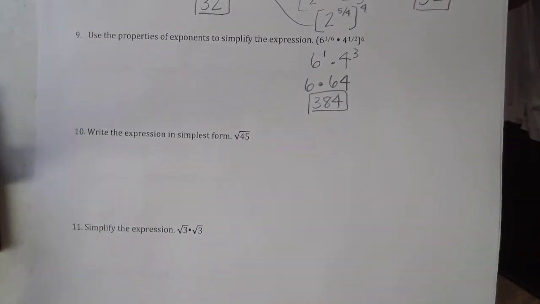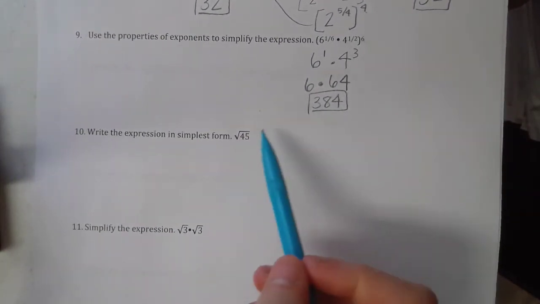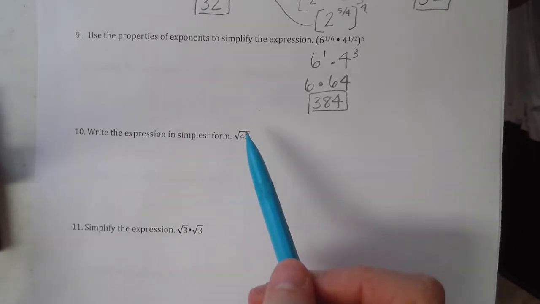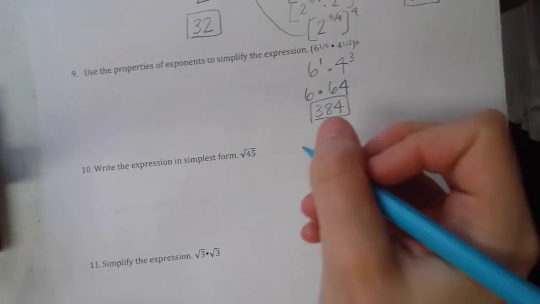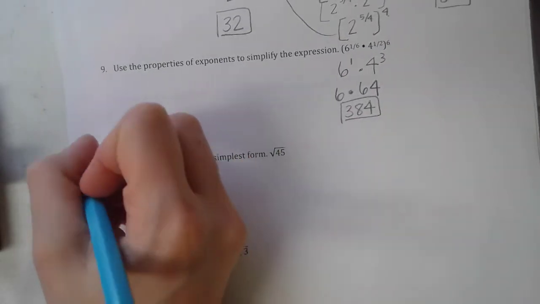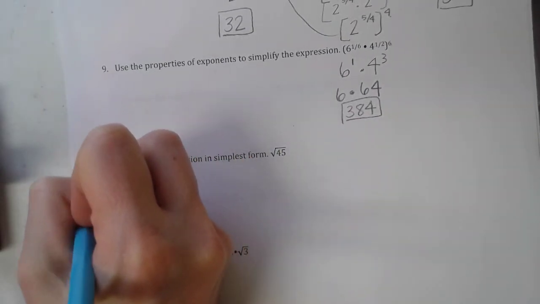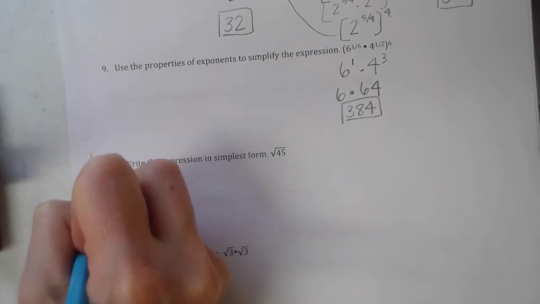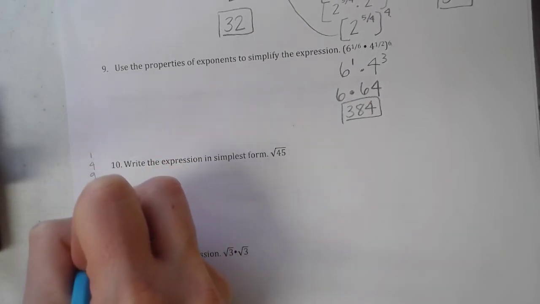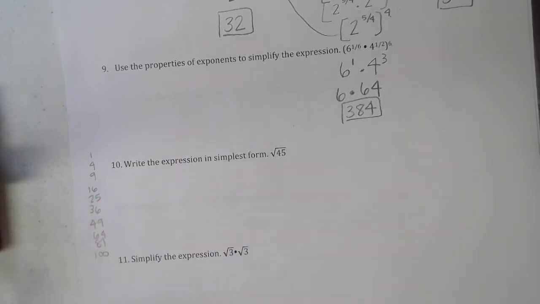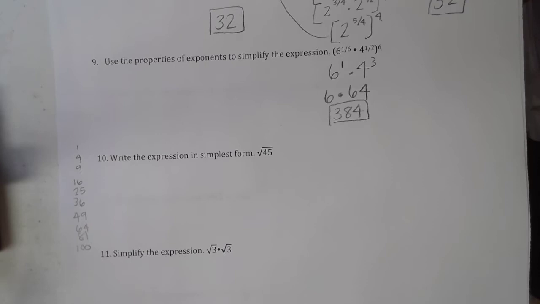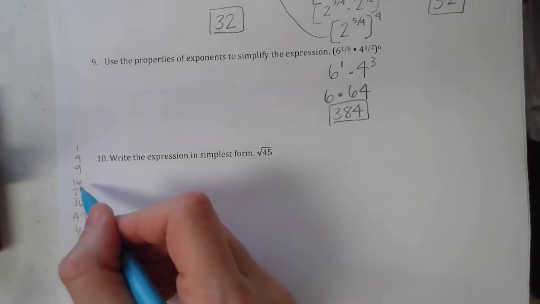Alright, for number 10, we're going to simplify the radical. Anytime that you're simplifying a radical, you need to think about perfect square factors of this number right here. Perfect square factors are, I just draw them down over here. 1, 4, 9, 16, 25, 36, 49, 64, 81, and 100. I wouldn't go past 100, but it's just 1 squared, 2 squared, 3 squared, 4 squared, and you go down the line.